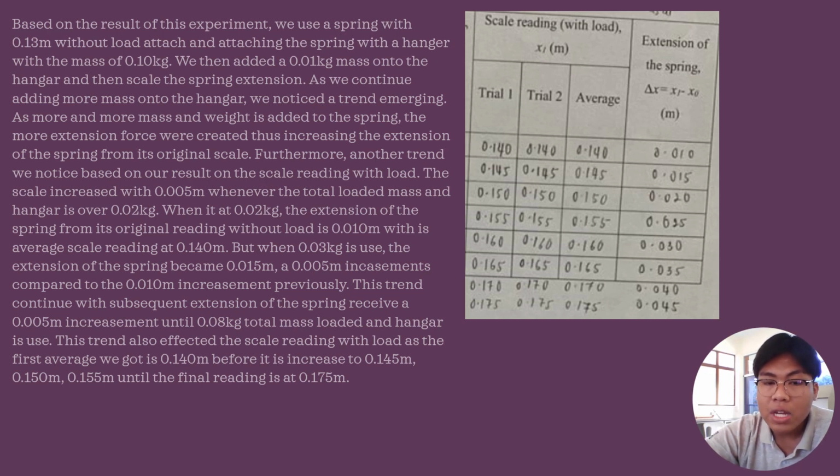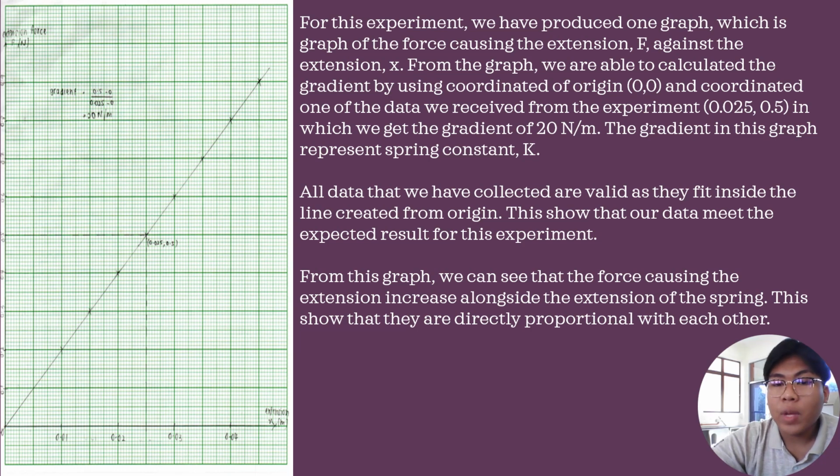The first average we get is 0.140 meter before it increased to 0.145 meter, 0.15 meter, 0.155 meter, until the final reading at 0.175 meter. For this experiment, we have produced a graph of the force causing the extension, F, against the extension, X.